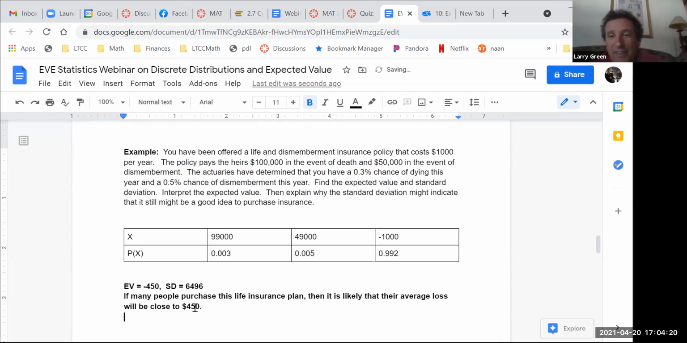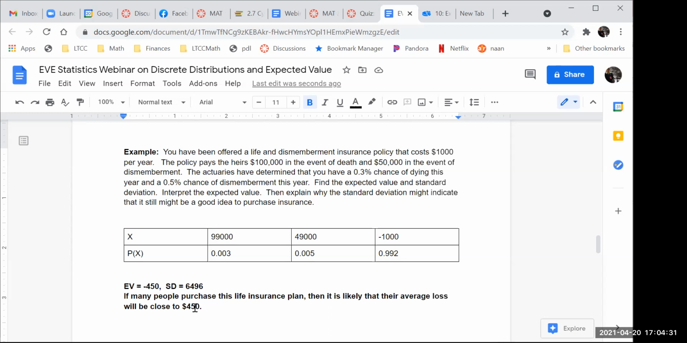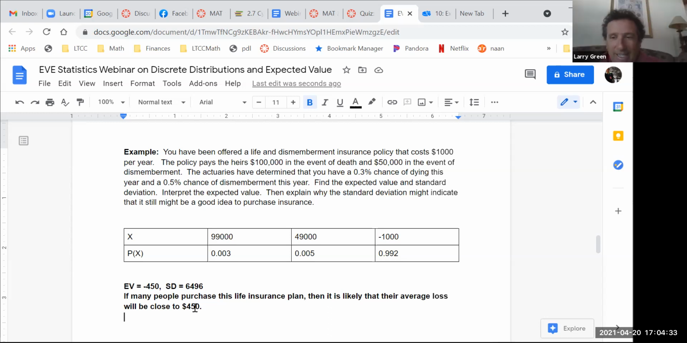Okay, is this something you want to purchase? What do you think? Is it a good purchase? I would say it depends. If your hope is to, on average, win money, it's a bad idea. But that's not what life insurance is about. So it really depends on your financial situation, on your life situation.